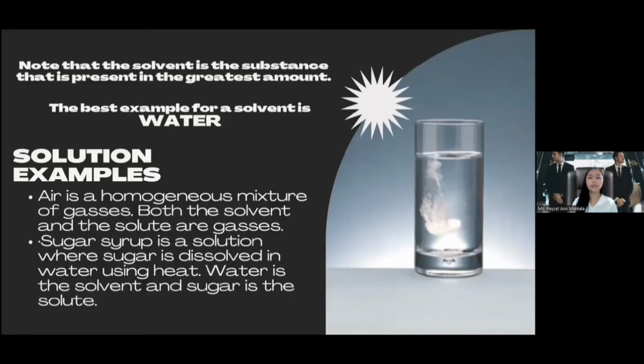The following examples illustrate solvent and solute in other solutions. Air is a homogeneous mixture of gases. Both the solvent and the solute are gases. Sugar syrup is a solution where sugar is dissolved in water using heat. Water is the solvent and the sugar is the solute.